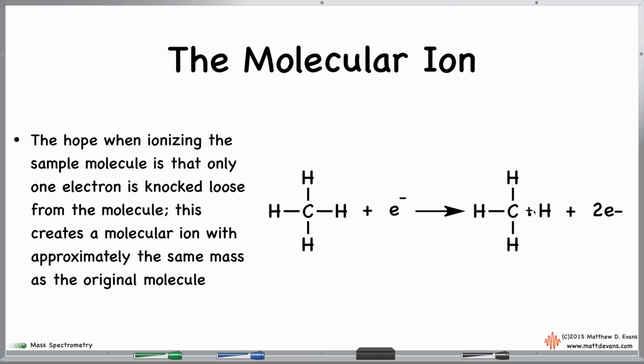Okay, so once we have that positive charge, now we can cause this ion to accelerate down the flight tube, and it's going to go around that dead man's curve like we talked about, and we're going to analyze this. Okay, so that's called ionization. That's what we're doing in the first phase of this process.